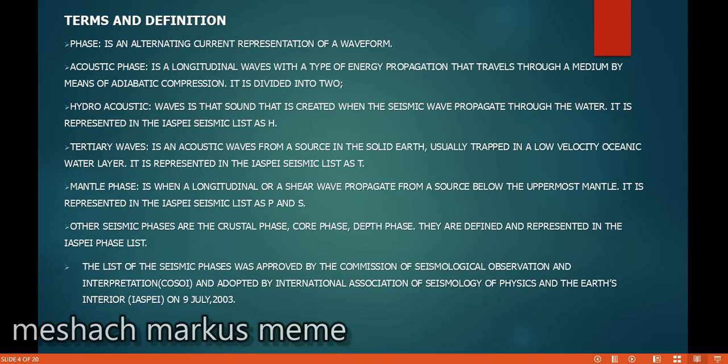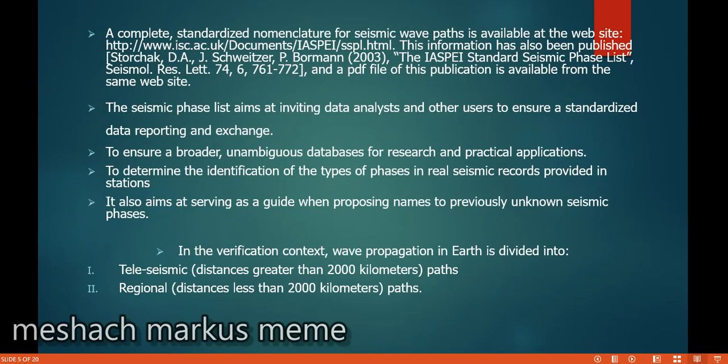So these standards are formed by IASPEI, which stands for the International Association of Seismology and Physics of the Earth's Interior. The list of these phases was approved by the Commission on Seismological Observation and Interpretation and adopted by the International Association of Seismology and Physics of the Earth's Interior in July 2013. So it has been a long time that this has been a world standard. Wherever you go, these are standard rules that are followed. You can see there is a site over there where you can get the material if you want to, and you will have everything about the publications available on the website. Also understand that the whole of this is for data analysis and for other users to understand, to ensure standardized data reporting and information exchange.